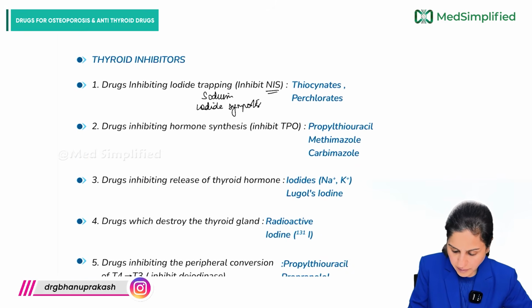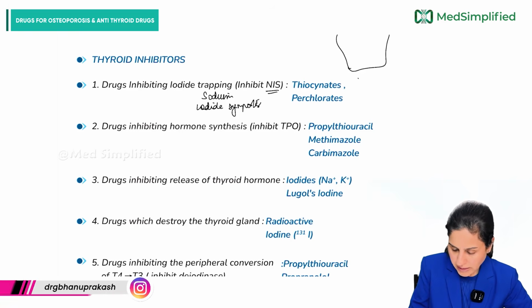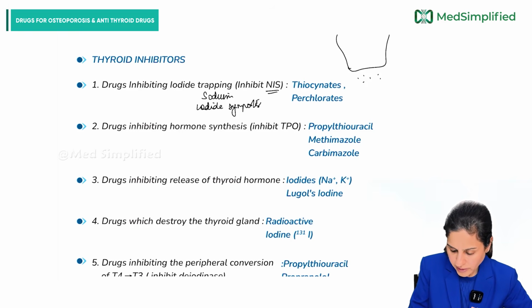So, remember here we have, this is the thyroid follicular cell, and thyroid hormones, they are formed in the follicular cells in the colloid here.